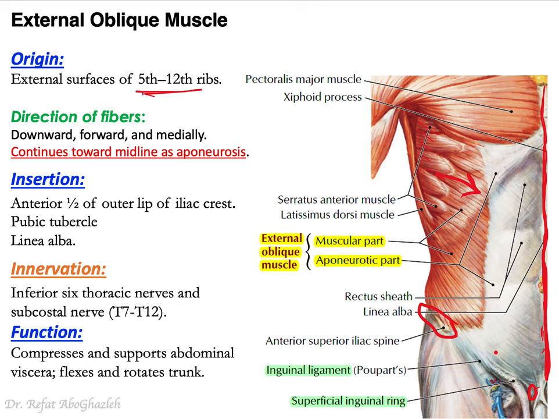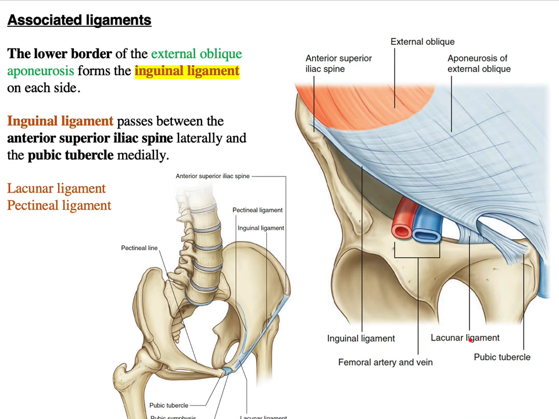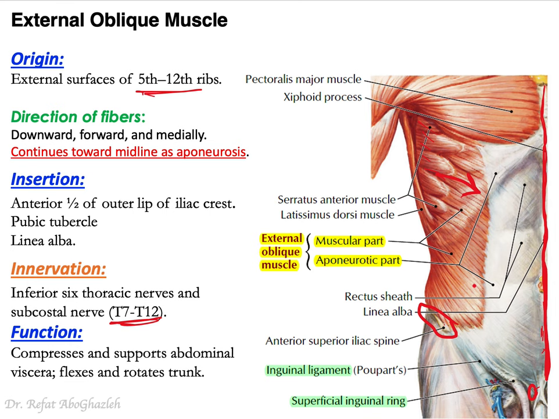Of course, the innervation is from T7 to T12 because it originates from the 5th to 12th ribs. Anyway, this is not important. Here is the important point, guys. Look at the aponeurosis here.